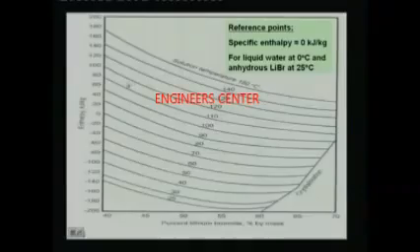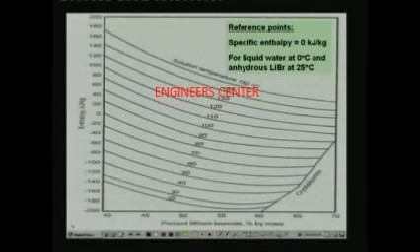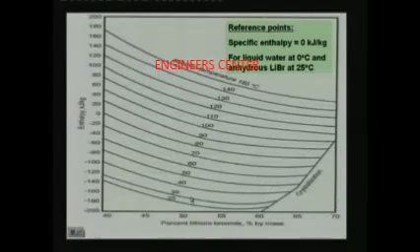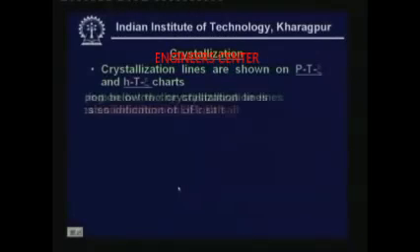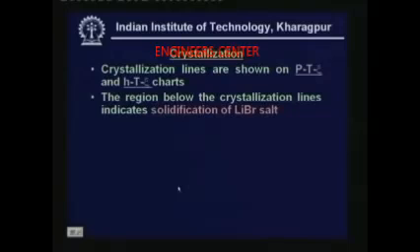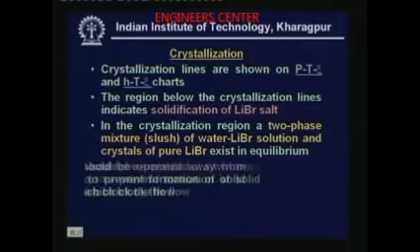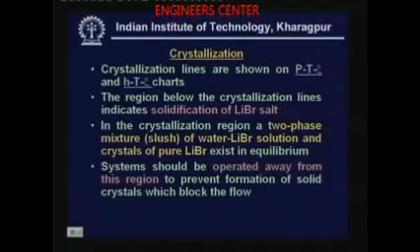The same thing is shown in the HTX chart also. Again in the HTX chart, this is your crystallization zone, and you should operate your system away from this crystallization region. So as I mentioned, the region below the crystallization lines indicates solidification of lithium bromide salt. In fact, it is called a slushy region because in this particular region you have a two-phase mixture, which is a slush of water lithium bromide solution and crystals of pure lithium bromide, and they exist in equilibrium. The system should be operated away from this region to prevent formation of solid crystals which block the flow.